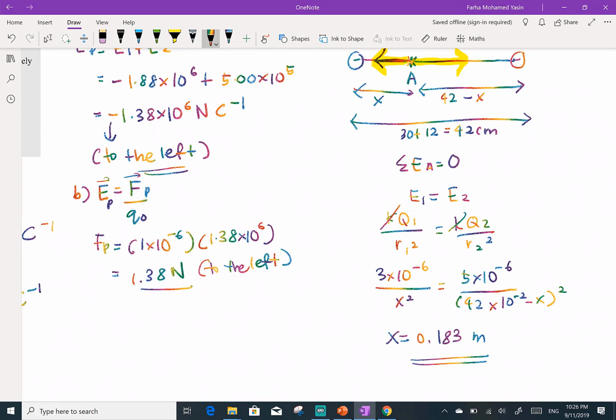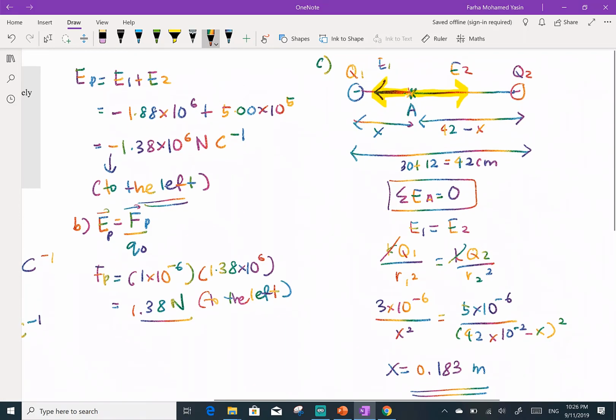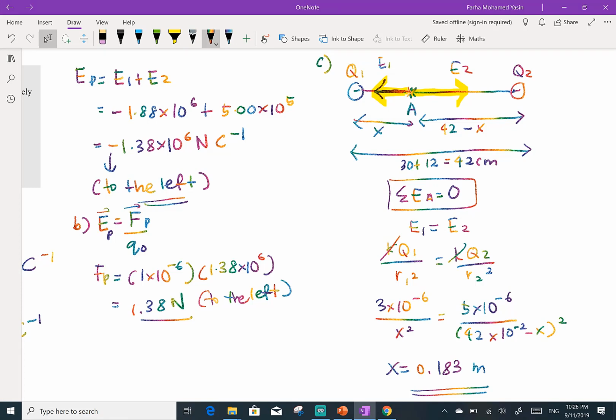So ingat, bila menjawab soalan ini, to get the electric field at A equals 0 means that E1 must have same magnitude but point in opposite direction. So if E1 to the left, E2 must be to the right. Okay, itu adalah bagaimana kita nak menjawab soalan yang melibatkan electric field strength ini.